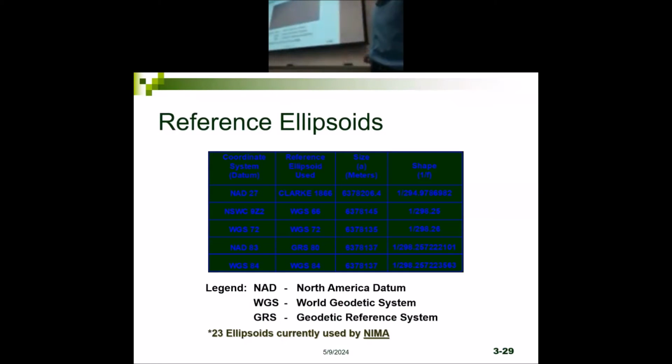NAD 27, which was created in 1927 based off the Clarke 1866 ellipsoid, and we're getting better and better. So you can see the actual size and shape of the Earth are actually changing. Why? Because the way that we've measured them has gotten better.